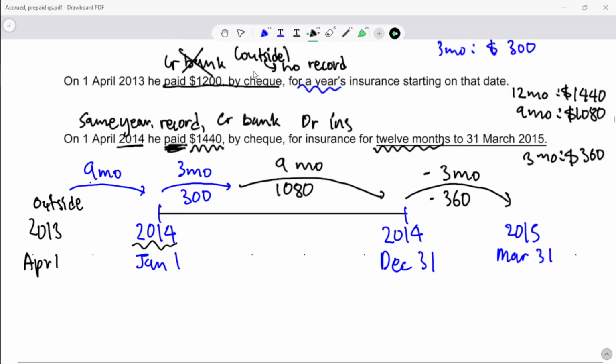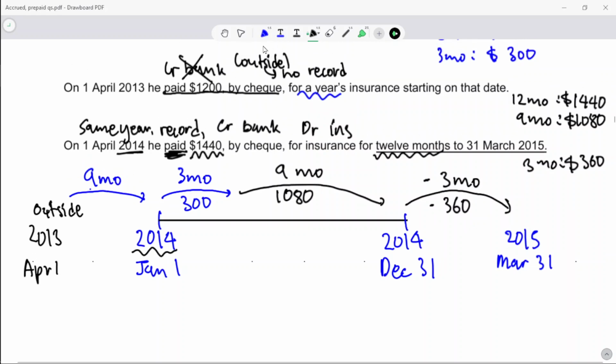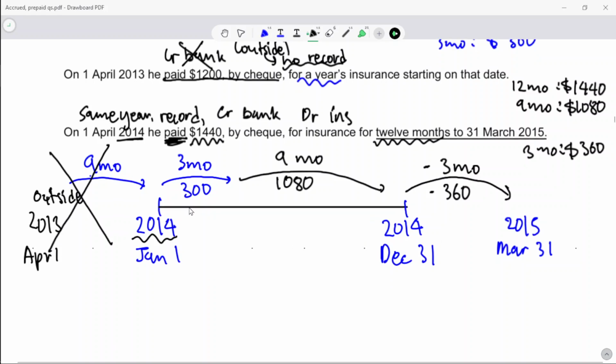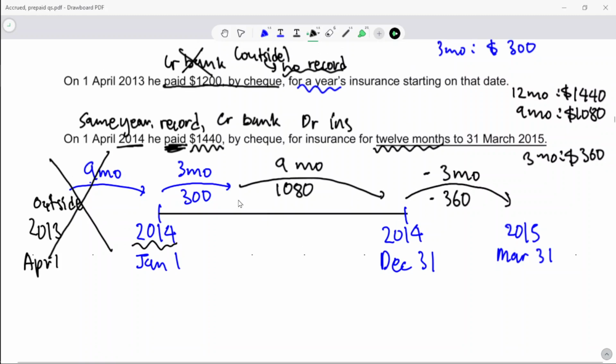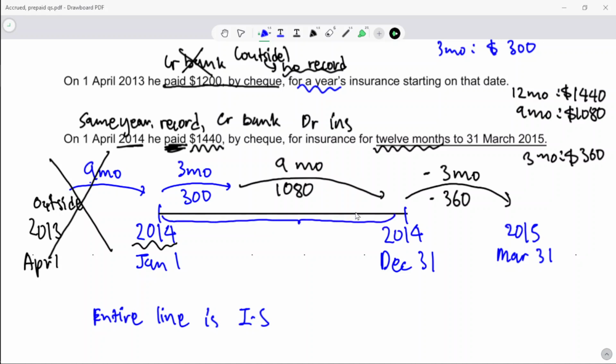So do we need to record this one? It says no record, so I don't record. So only this one remains. The entire line is income statement. The whole thing here is income statement.